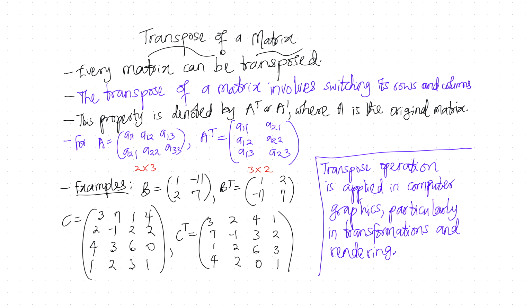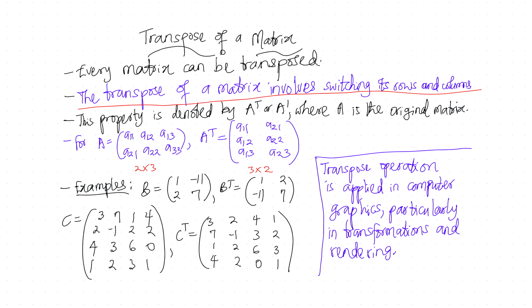Simply, the transpose of a matrix involves switching its rows and columns. Basically, what you're doing when you transpose a matrix is to change the elements on the rows to the columns, and the elements on the columns to the rows. Meaning that row one becomes column one, row two becomes column two, and so on. That is basically what happens when you transpose a matrix.